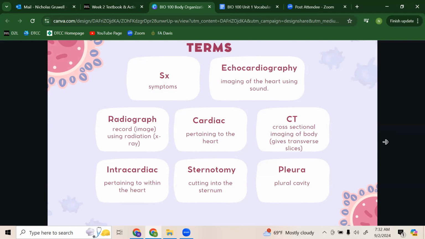So when we're defining cardiac, we're going to start with our suffix, meaning pertaining to, and then we know our root cardi is for the heart. A CT is a computed tomography scan, so it's a super fancy X-ray. It gets some cross-sectional imaging of the body. So we get transverse slices, and so we'll circle back to that when we talk about our body planes at the end of this lecture.